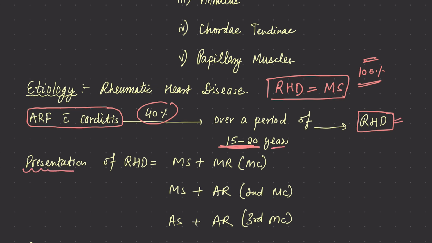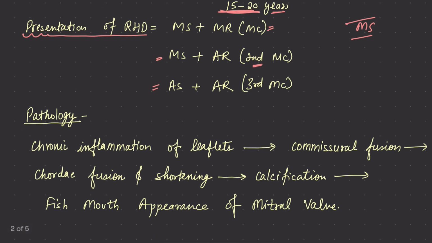How does rheumatic heart disease present? The most common presentation is MS plus MR. See, MS alone is not a presentation of rheumatic heart disease. It always presents as MS and MR in combination. The second most common presentation is MS plus AR, and third is AS plus AR. Right? So these are the presentations of rheumatic heart disease.